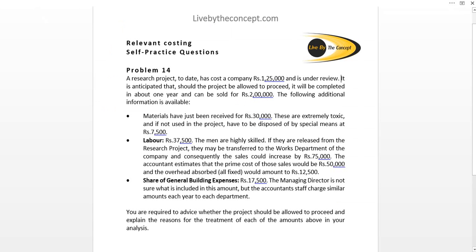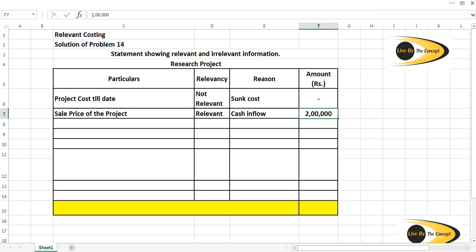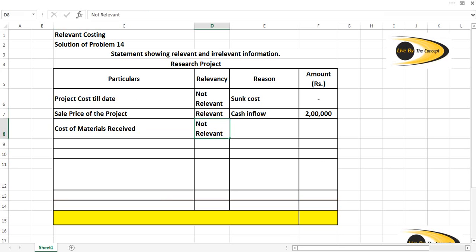Material has just been received for rupees 30,000. Now this 30,000 is considered to be a sunk cost. The reason is that material has just been received. That means you have already made the order, and after the order you have already received the material. Now whether you go for the project or not, you are not able to recover this 30,000. What you have incurred is not going to change. So this 30,000 will be considered an irrelevant cost. So just write down, we have the cost of material received, which is not a relevant item. The reason is that it's a sunk cost. So in the amount column, we won't have any kind of cost.